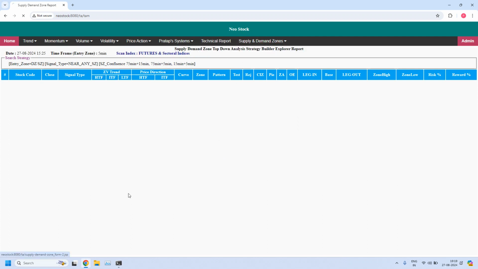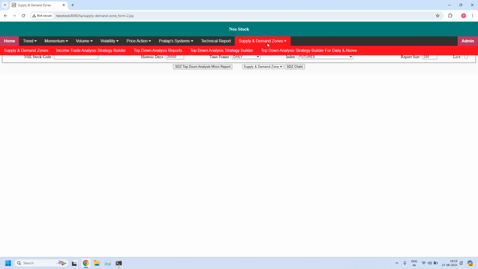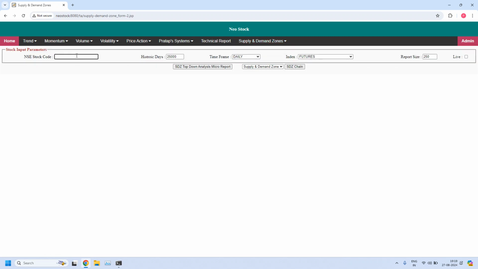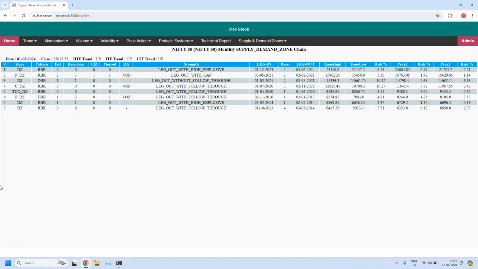Next report is the NIFTY and BANKNIFTY supply demand zone chain. So let's start with NIFTY 50. Starting from monthly time frame, I am generating monthly supply demand zone chain for NIFTY. Always look into the zone column to find high liquidity zone. Always look into the pierced column if the zone is pierced or not. Remaining easily you can understand. And one more trend also.